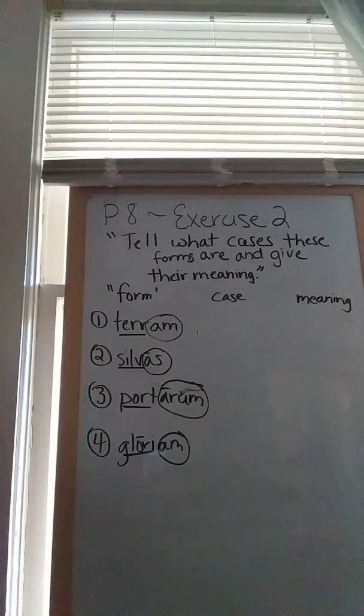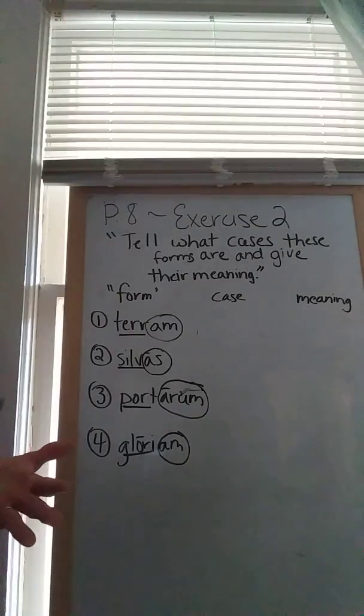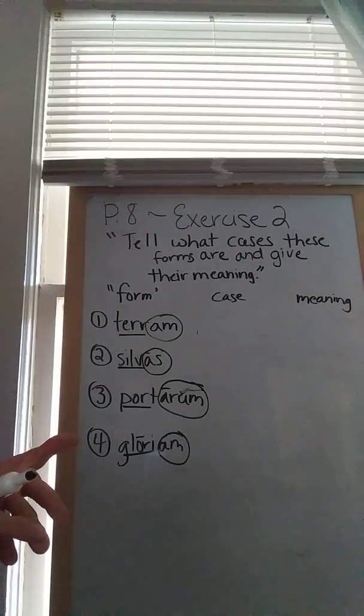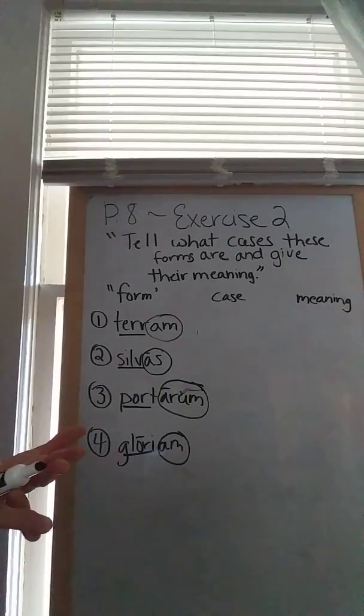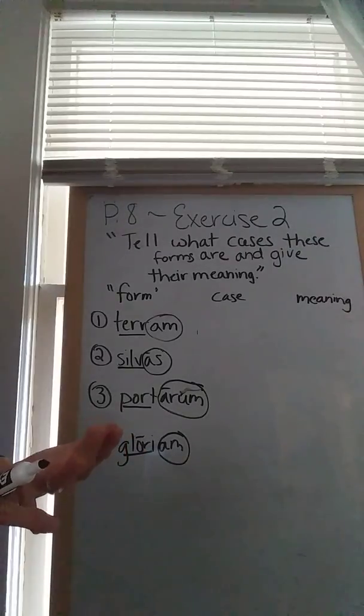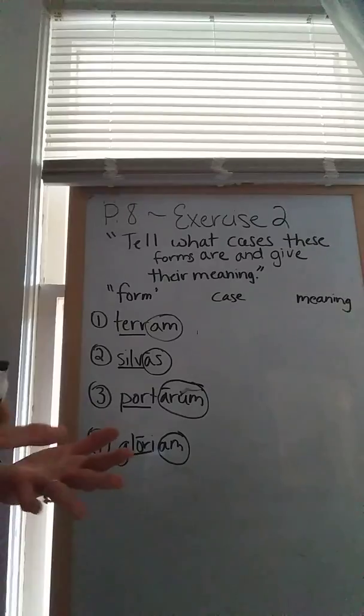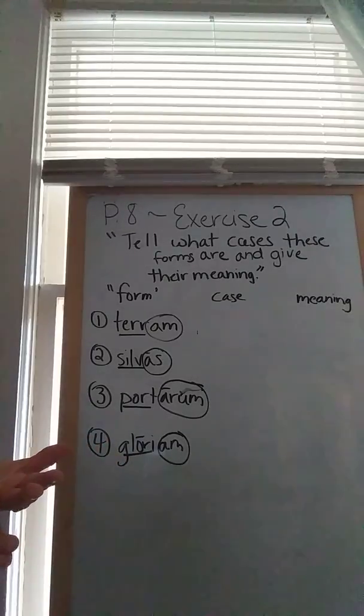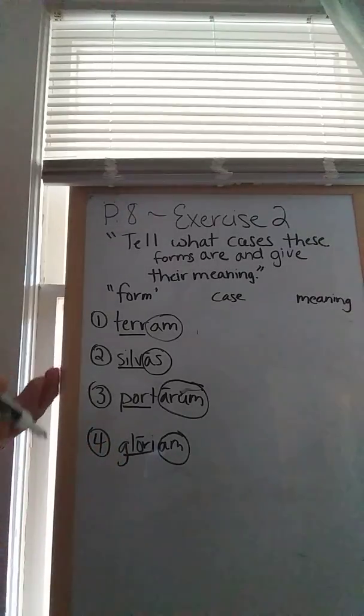And they're asking us to find the case, which is nominative, genitive, dative, accusative, or ablative. And nominative is the subject, genitive is the possessive, dative is the indirect object, accusative is direct object, and ablative is the object of the preposition. So they're asking us to find the case.